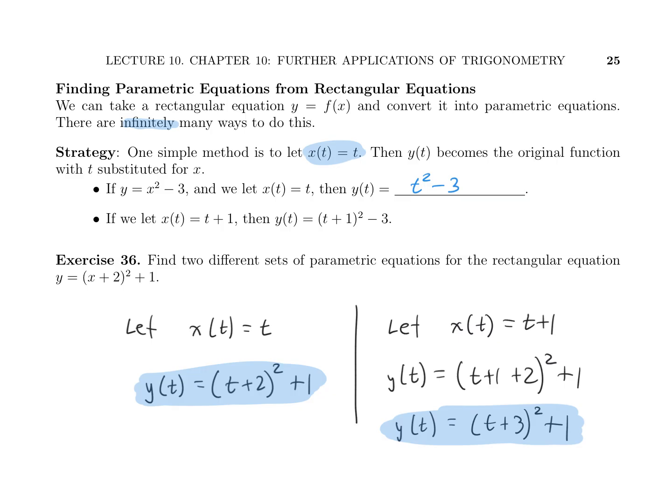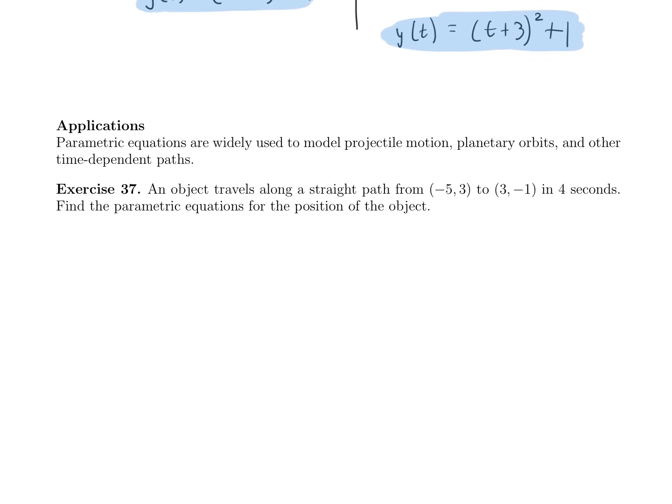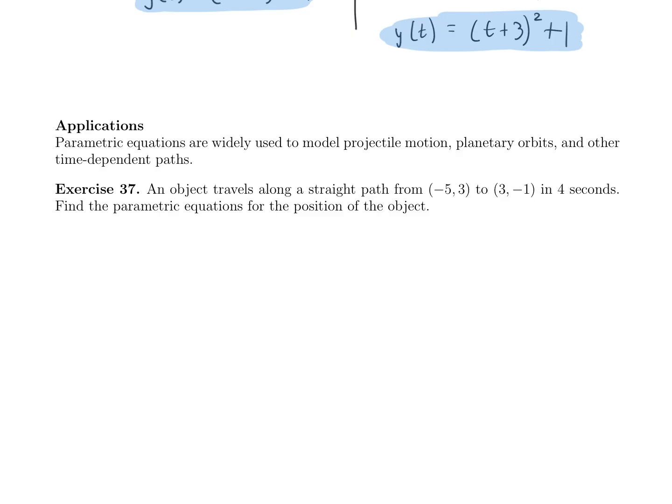And that is how you would parameterize a Cartesian equation. Okay, let's see if there's anything else for us to do. I believe we have one more problem down below. All right, so looking at applications of parametric equations, like I mentioned earlier, they can be used to model projectile motion, planetary orbits, and other time-dependent paths.